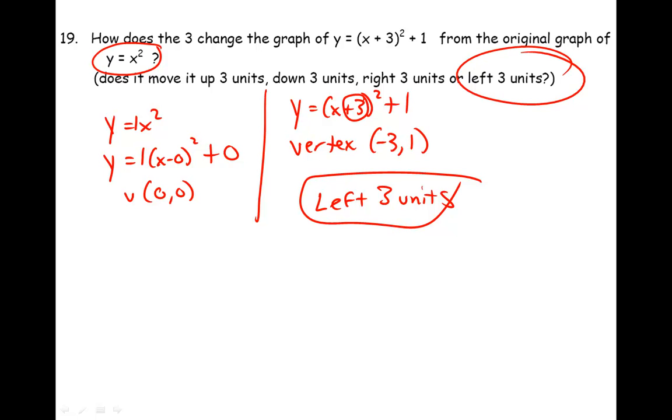So the 3 makes us move left 3 units. The 1 would make us move up 1 unit, but that's not what it asked for. It just asked for what the 3 did.